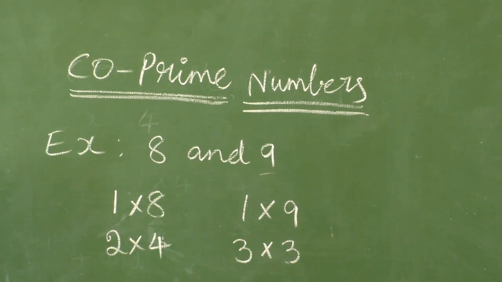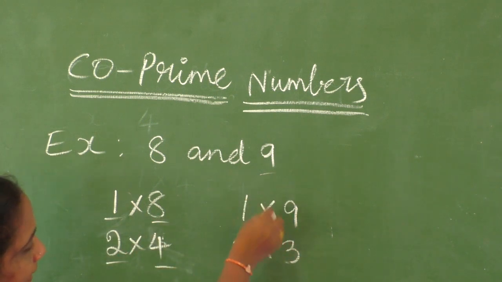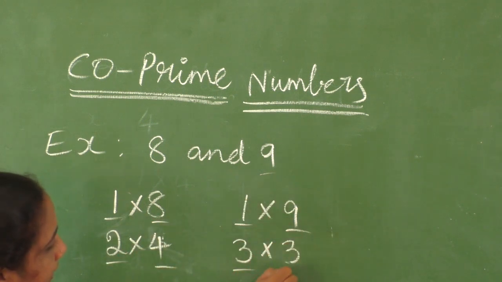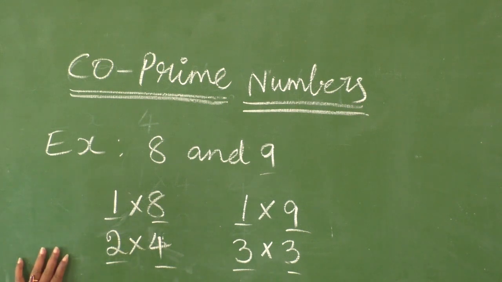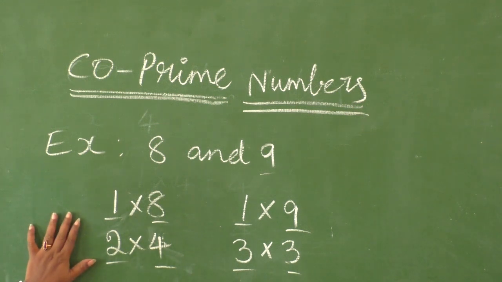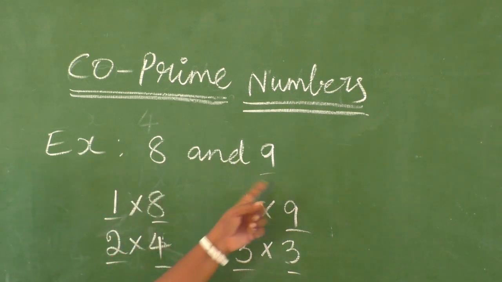Okay. Now, what they are asking: co-prime numbers. Look at the factors of 8: 1, 8, 2, 4. The factors of 9 are 1, 9, 3. All 3 numbers are the factors of 9. Now, what is the condition? Which is the common factor of these 2 numbers, 8 and 9?